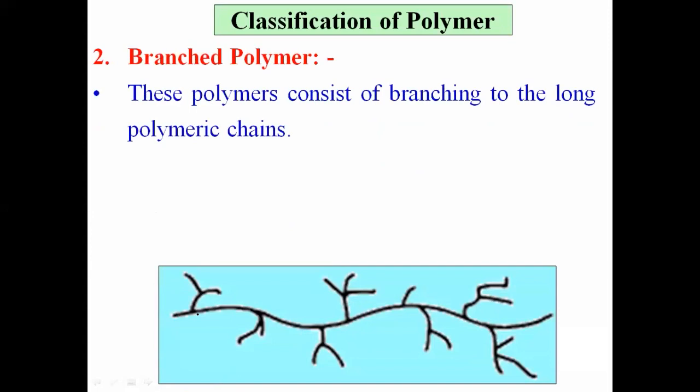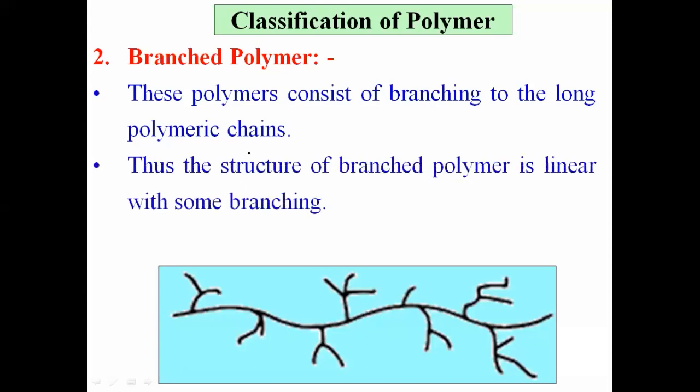Actually, this is a polymeric chain. This is the main polymeric chain, and it consists of some branching. There is one branching, here also branching, here also there is a branching. Thus, this polymer consists of branching on the long polymeric chain. That long polymeric chain having some branching, and that type of polymer is called a branched polymer.